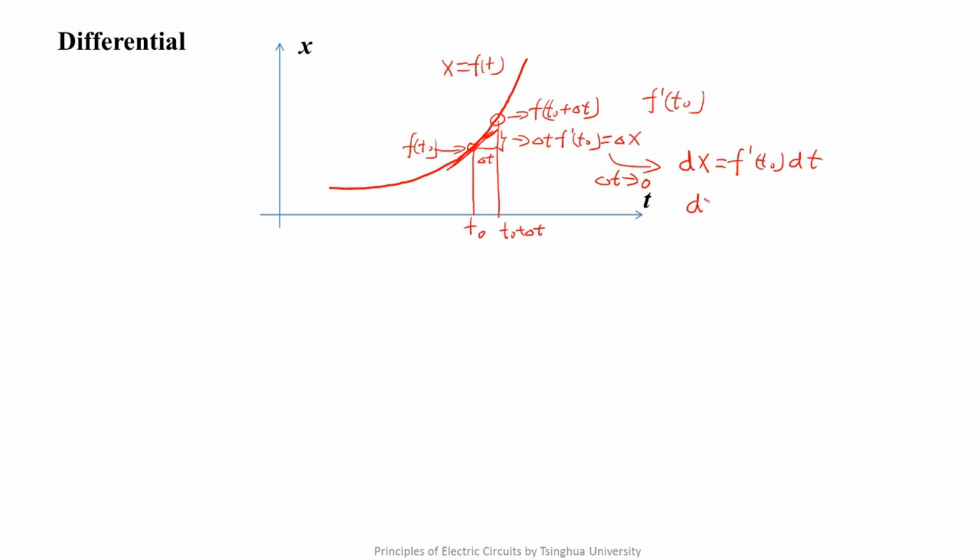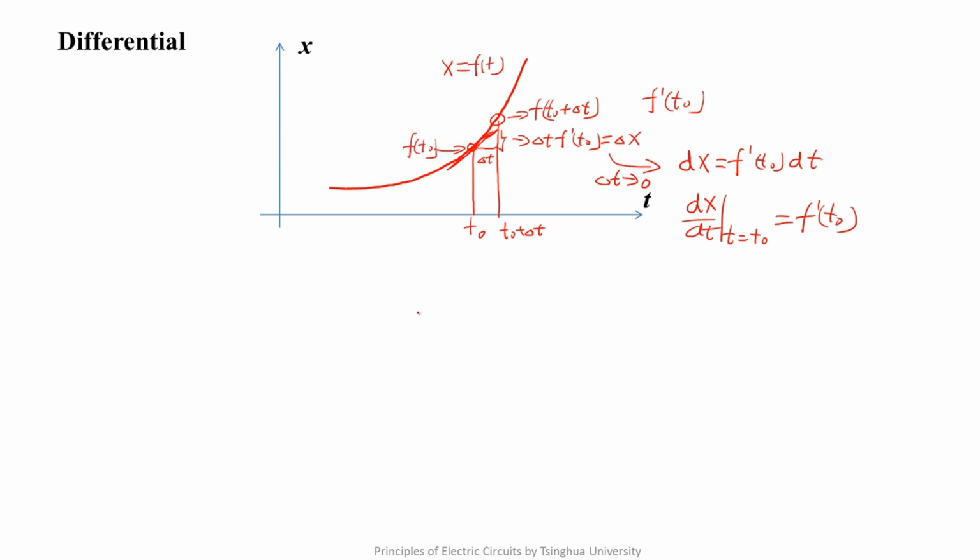Further, it can be expressed as the value of dx over dt at t equals t0 equals f prime t0. This formula means the value of the differential quotient, that is the differential x over the differential t at t equals t0, equals the derivative of f(t) at t0. So the derivative, the differential, and the differential quotient are closely connected.